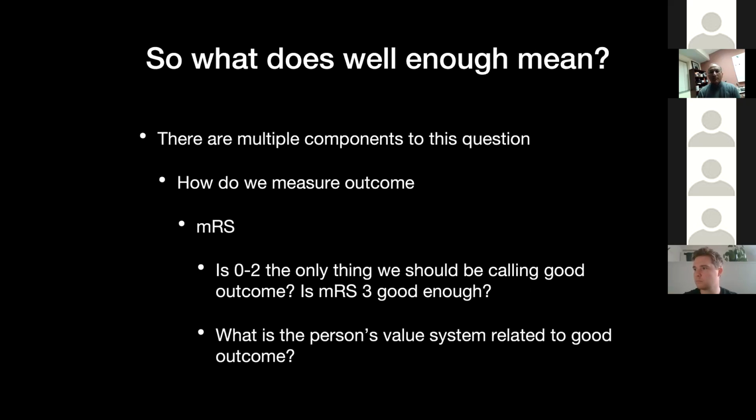Firstly, obviously, how do we measure outcome? The traditional approach is modified Rankin score. Is an MRS score of 0 to 2, which is traditionally thought to be a good outcome, good enough? Or is MRS 3 good enough as well? Or is it individualized? Or is it dependent on other things? For example, let's say the patient has rheumatoid arthritis and is an MRS 3 before they had the stroke. Does that mean that they are incapable of having a good outcome? Therefore, you should not treat a person who has severe rheumatoid arthritis.